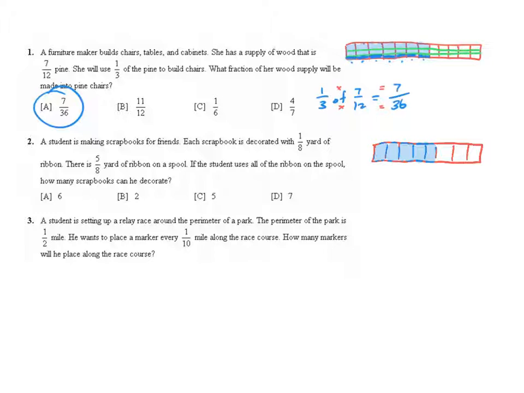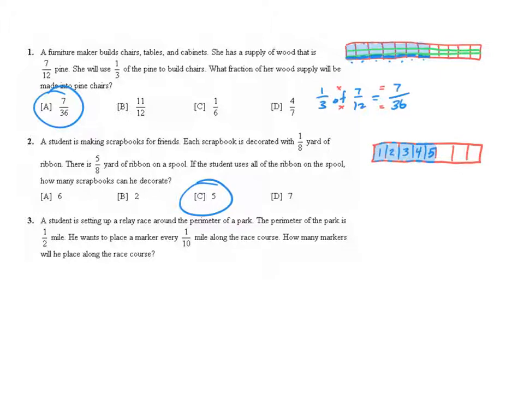And it says each scrapbook takes 1/8 yard of ribbon to decorate. So this is 5/8. It takes 1/8 for each scrapbook. So here's one scrapbook. Here's 2 scrapbooks, 3, 4, and 5 scrapbooks. So our answer is C.